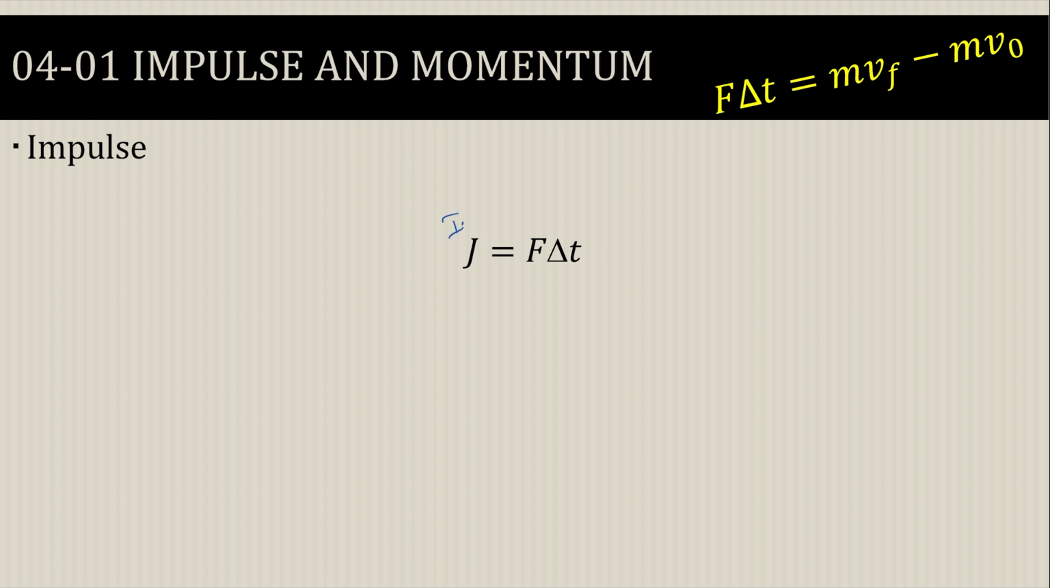So J is the impulse, F is the force of the contact. Technically, we're going to think about average force. And delta t is the time of the contact. Since force is measured in newtons and time is in seconds, the unit for impulse is a newton second. And since force is a vector, impulse is also a vector. The direction matters.